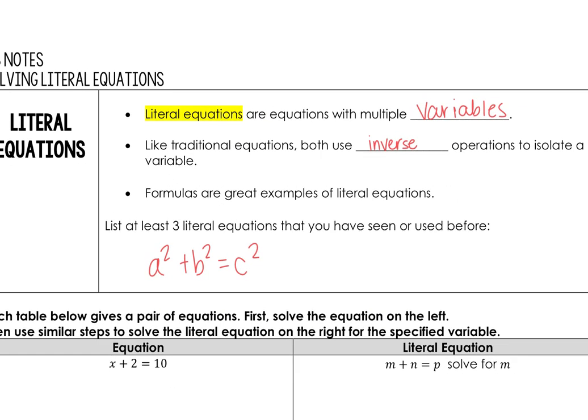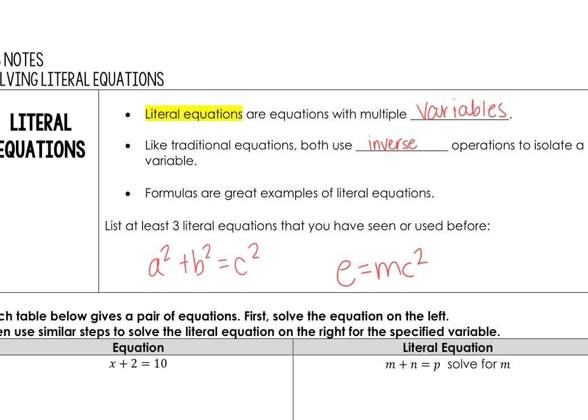Who can think of something else? Another equation that has multiple letters. One that you've actually used before, not just a random one you're making up. Again, I said formulas are a great example. E equals MC squared. You've used that before? Where? Yes. She said E is equal to MC squared. Yeah, that's right. What's another one? Because there's 3 letters in this one too.